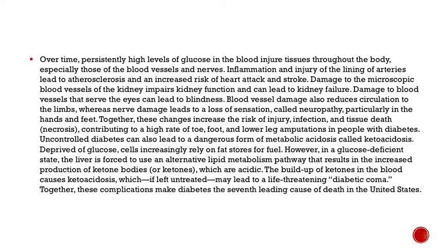Uncontrolled diabetes can also lead to a dangerous form of metabolic acidosis called ketoacidosis. Deprived of glucose, cells increasingly rely on fat stores for fuel. However, in a glucose-deficient state, the liver is forced to use an alternative lipid metabolism pathway that results in the increased production of ketone bodies, or ketones, which are acidic. The buildup of ketones in the blood causes ketoacidosis, which, if left untreated, may lead to a life-threatening diabetic coma. Together, these complications make diabetes the seventh leading cause of death in the United States.